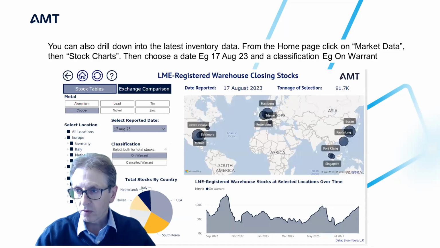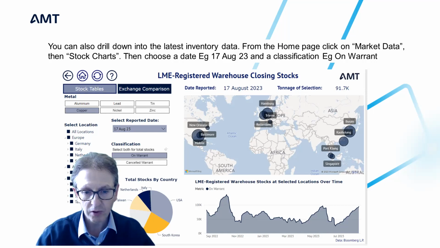Another useful point, I think, is to look at inventory data. So again, we go home page, market data, and in this case, we're going to click on stock charts on the left-hand side in the white box. Then under selected reported data, we've picked here 17th of August. And then, for example, you may want to look at on-warrant inventory to make sure that that's filled in with grey and cancelled warrant is in white.